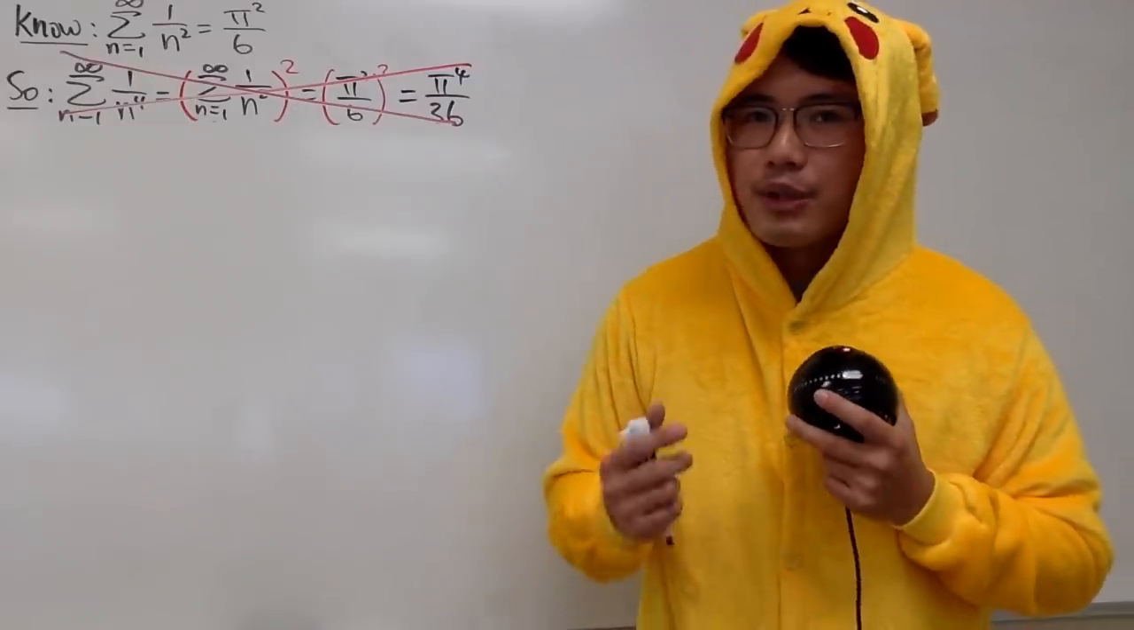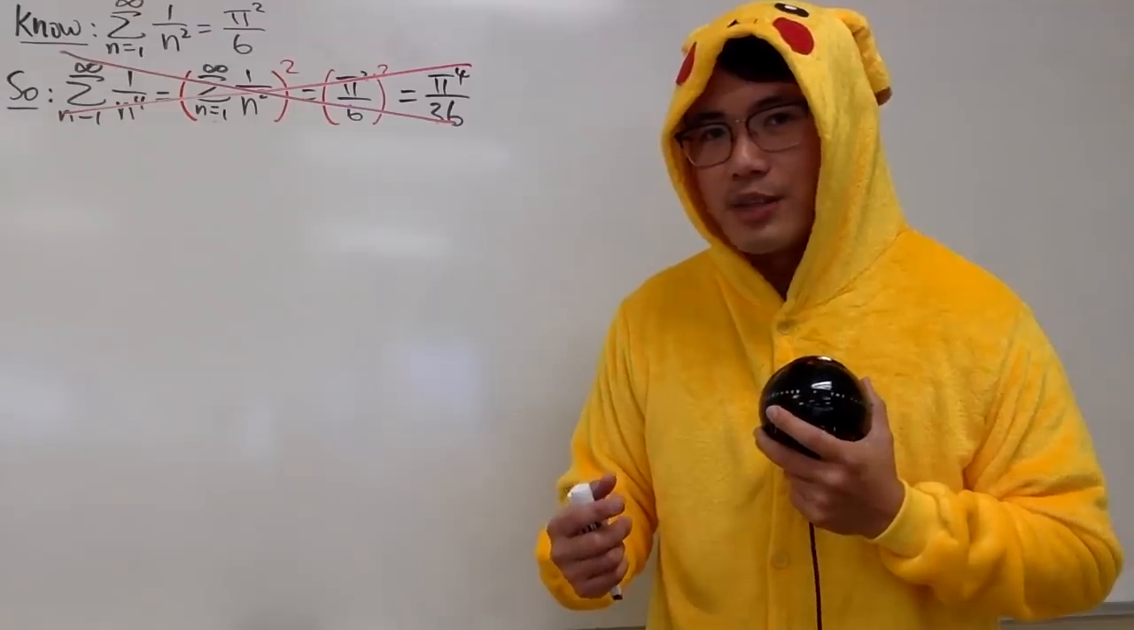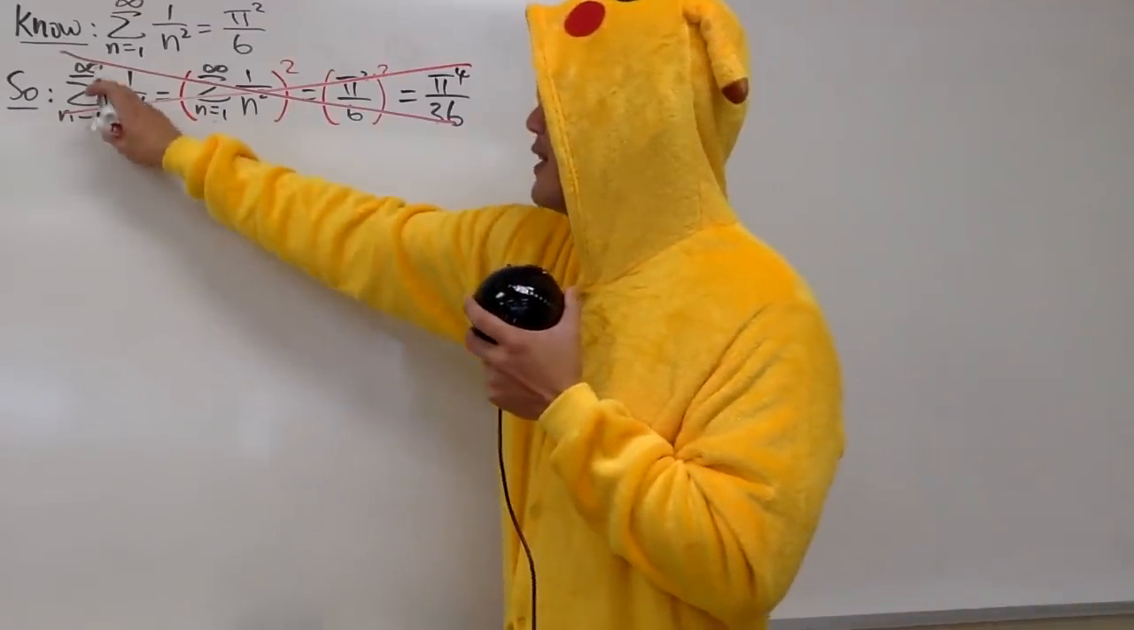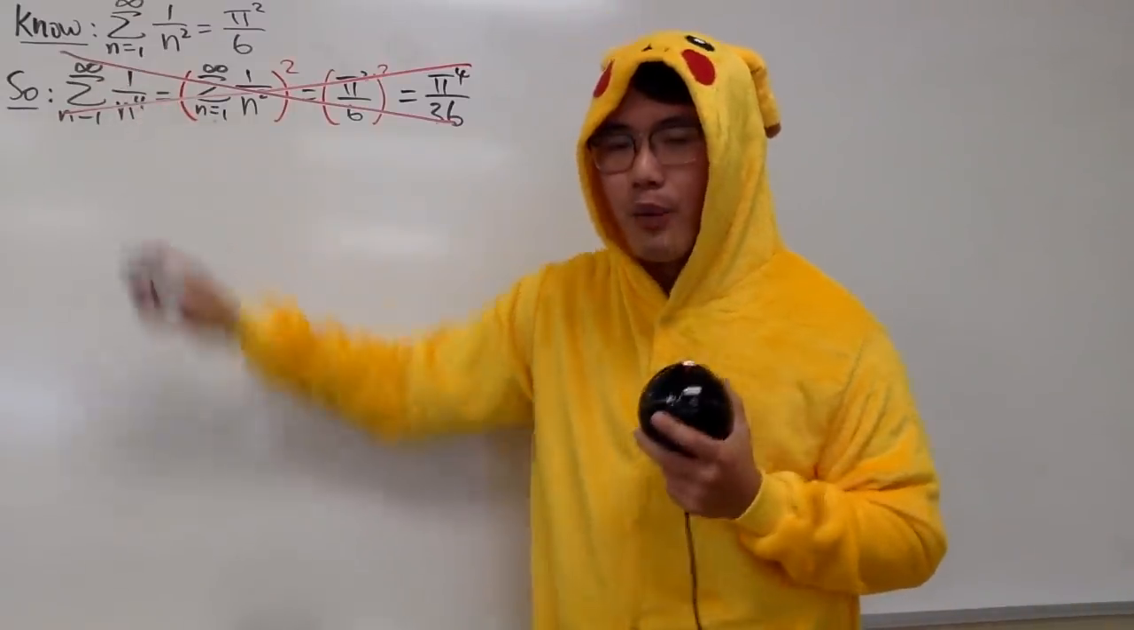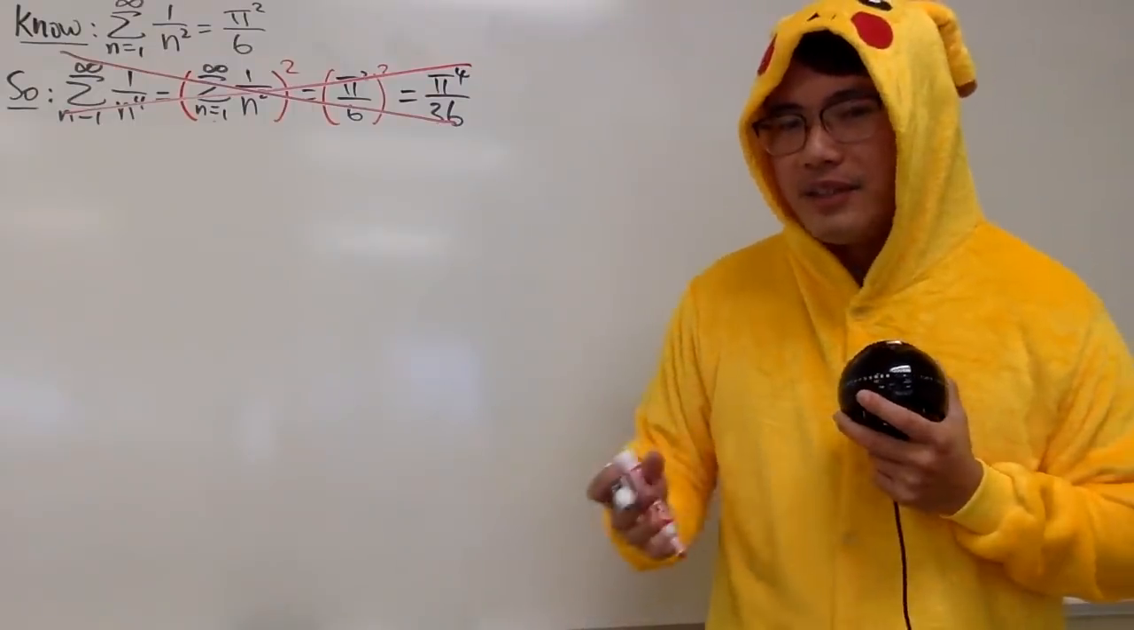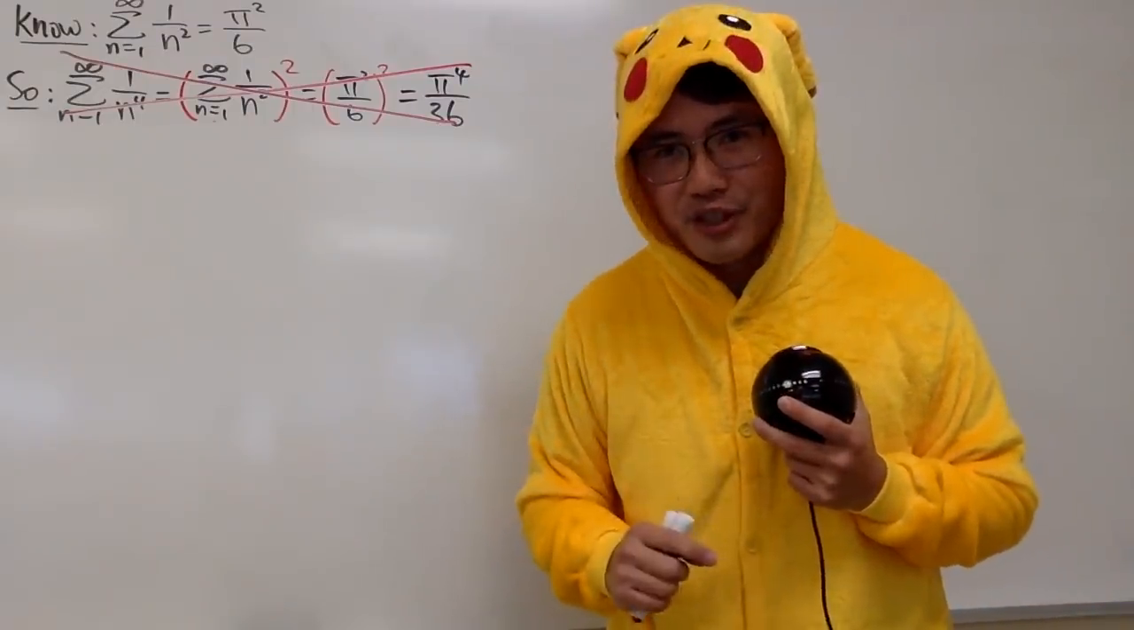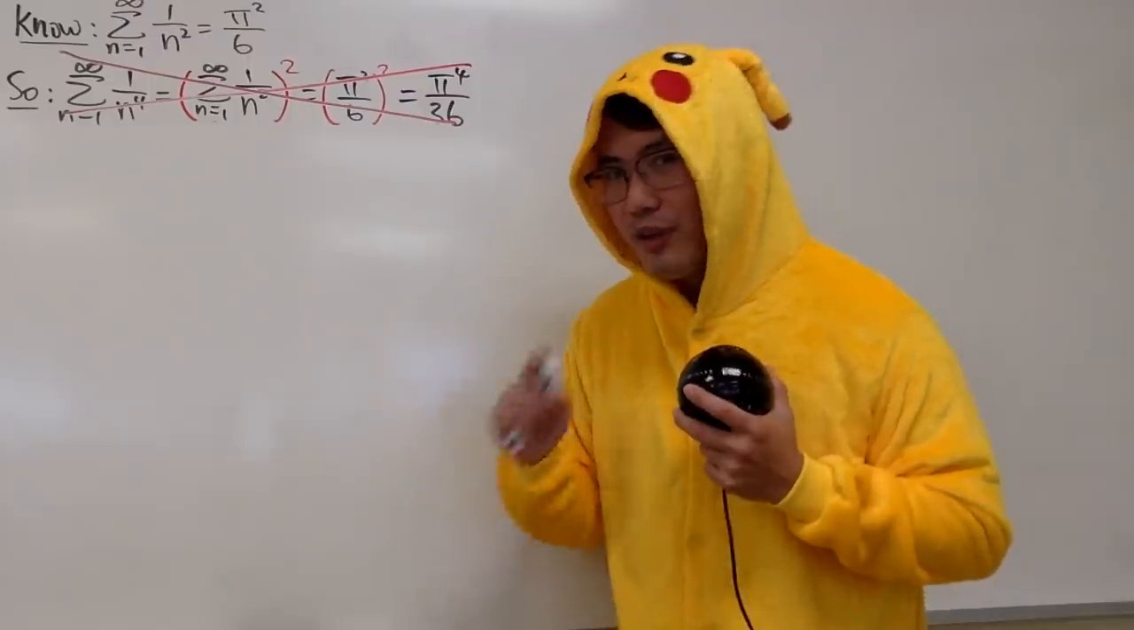Okay, in this video, I'll show you guys how to use the Fourier series and also the Parseval theorem to find the sum as n goes from 1 to infinity of 1 over n to the 4th power. But because blackpenredpen has a video on the Fourier series already, be sure you guys go check that out. I will have a link in the description for your convenience.